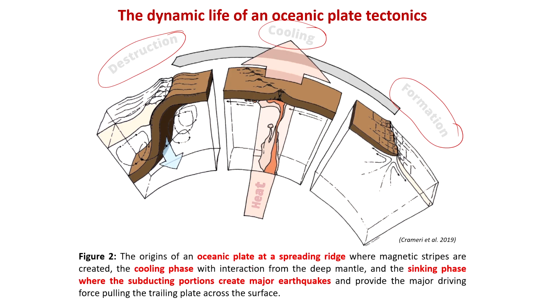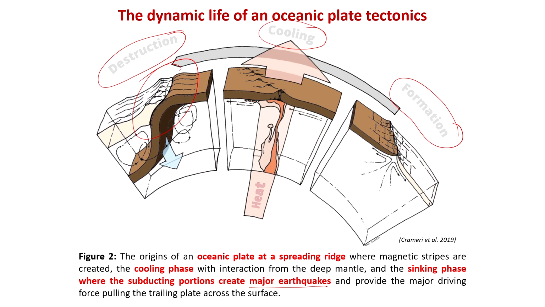The origin of an oceanic plate is at a spreading ridge, where magnetic strips are created. This part we will discuss when we talk about magnetic reversal. Then comes the cooling phase with interaction of the deep mantle, and the sinking phase, where the subduction portion creates major earthquakes. Wherever we see this type of configuration, it will create major earthquakes and provide the major driving force pulling the trailing plates across the surface.